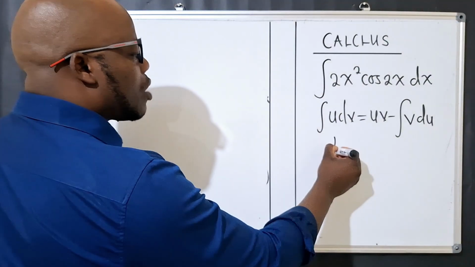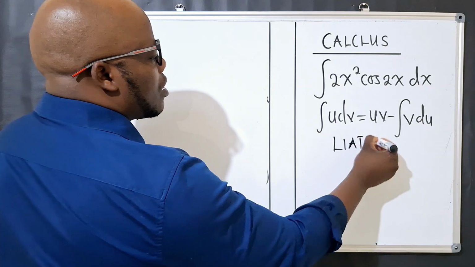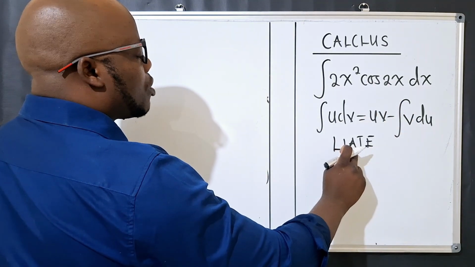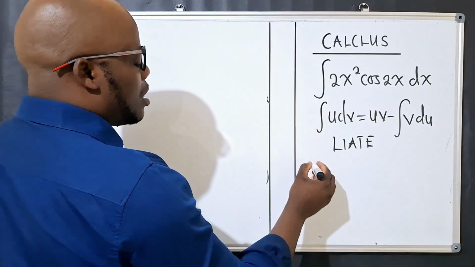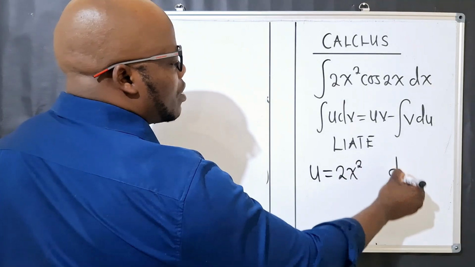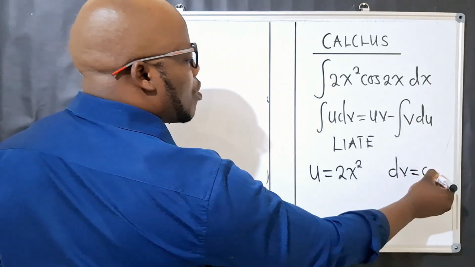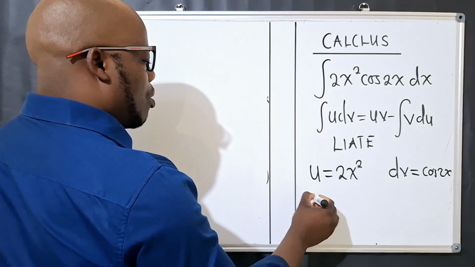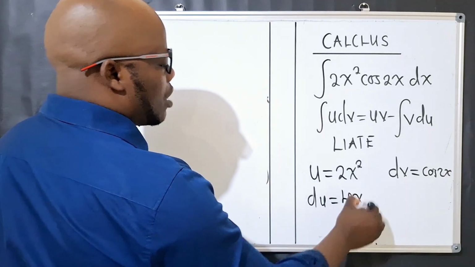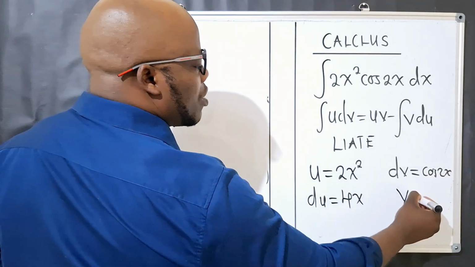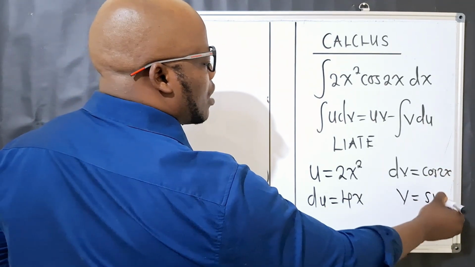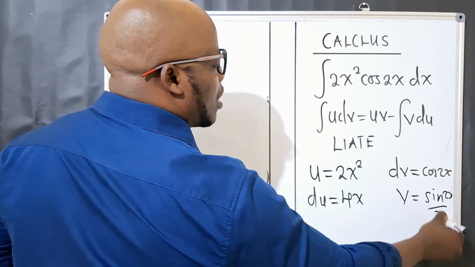Now, using our mnemonic, which is LIATE, do we have a log here? No. Do we have inverse? No. Do we have algebra? Yes, we do. There's algebra. So our u will be equal to 2x^2. And our dv will simply be equal to cos 2x. Our du will simply be equal to 4x. And our v here, the integral of this, will simply be equal to sin 2x over 2.